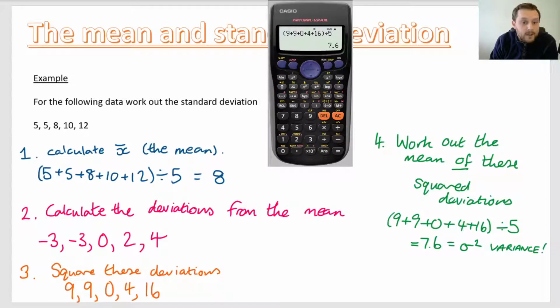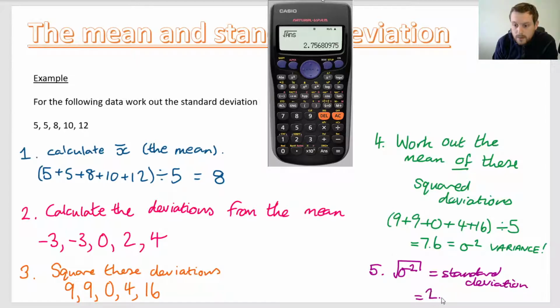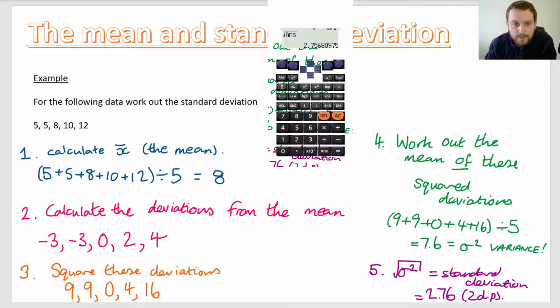So this thing is my answer to the variance. So my final step, and it really now is the final step, is just to square root that variance, which is the standard deviation. So whatever the square root of 7.6 is. So let's call it 2.76 to 2 decimal places. And then there you go, you've worked out the standard deviation. Wonderful.